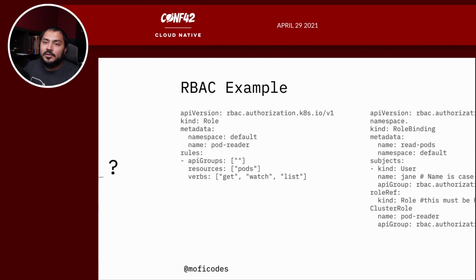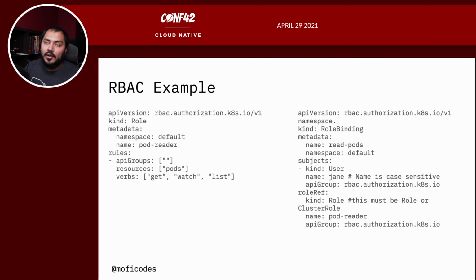So this right here is an example of a role that is bound to a namespace. In this case, namespace default, we're creating a role that allows our user to get, watch, and list pods. And we're doing a role binding to connect that role to a subject. In this case, our subject is a user. Username is Jane, and the role is a pod reader role. So this user Jane now will be able to get, watch, or list pods.